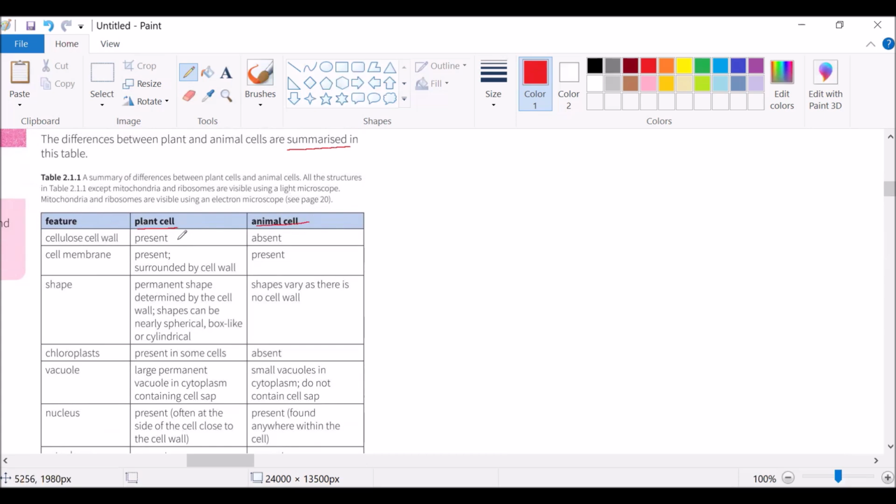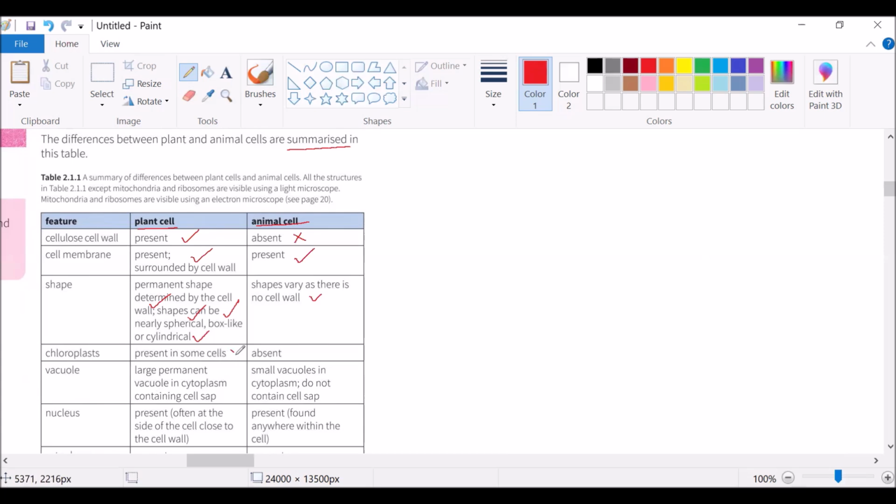Cellulose cell wall is present in plant cells but absent in animal cells. A cell membrane is present in both plant and animal cells. Plant cells have a permanent shape determined by the cell wall. Shapes can be nearly spherical, box-like, or cylindrical. In animal cells, shapes vary as there is no cell wall.